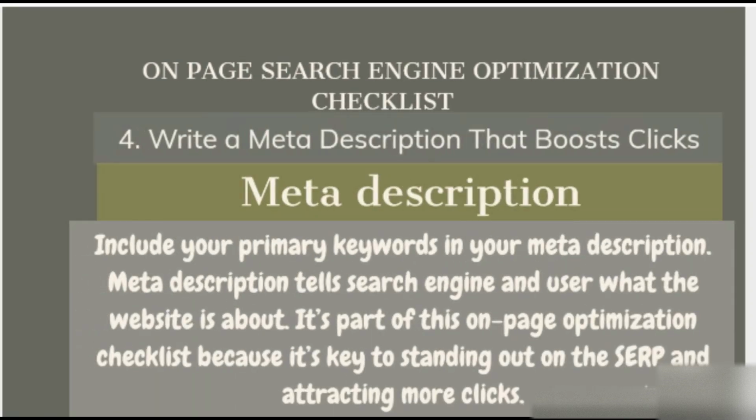Next is the meta description. Include your primary keywords in your meta description. The meta description tells search engines and users what the website is about. It's part of this on-page optimization checklist because it's key to standing out on the SERP and attracting more clicks.